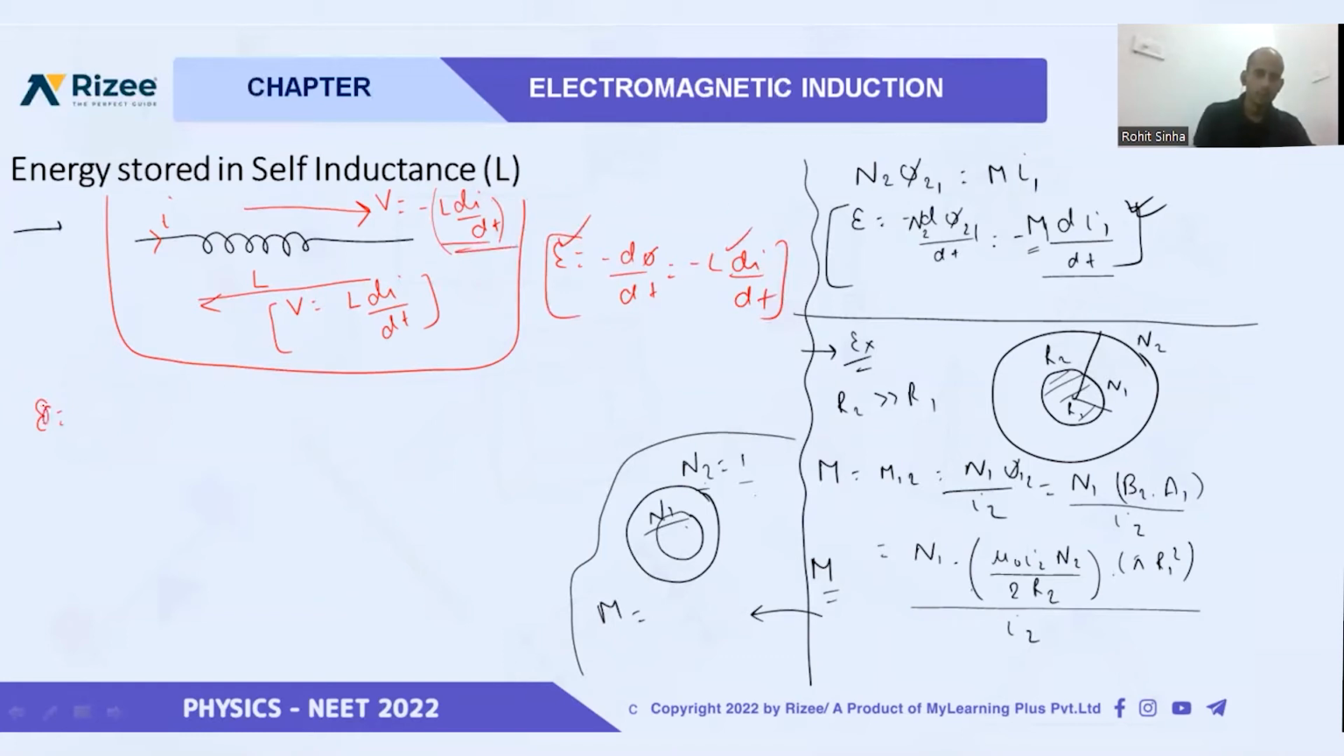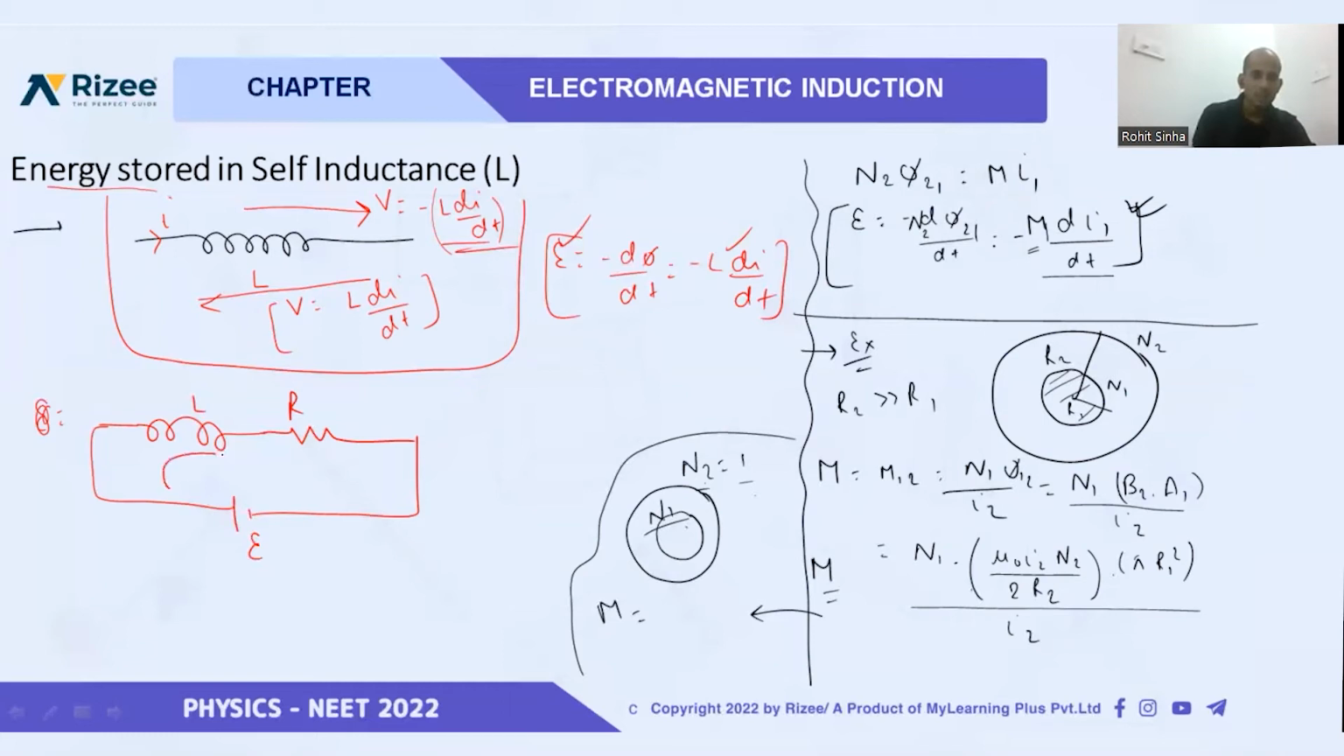Okay, now let me take one example and show you what is the energy stored in self inductance, or an inductor having inductance L. Suppose we have a circuit containing one inductor and one resistor, connected to a source having EMF E.